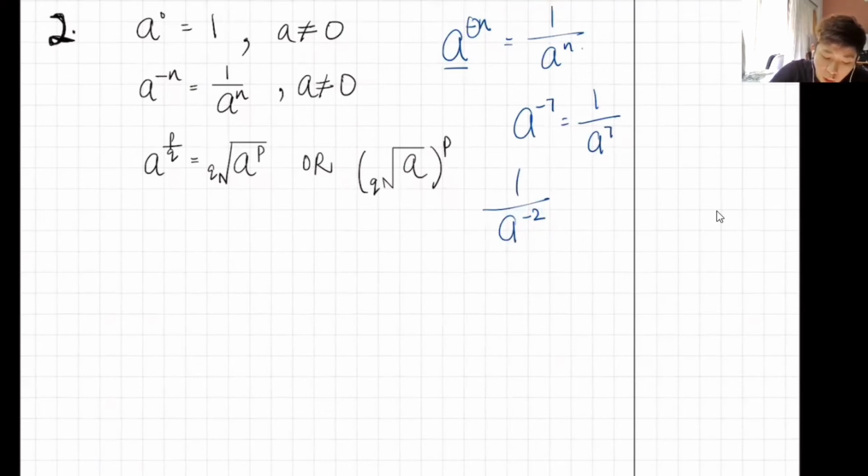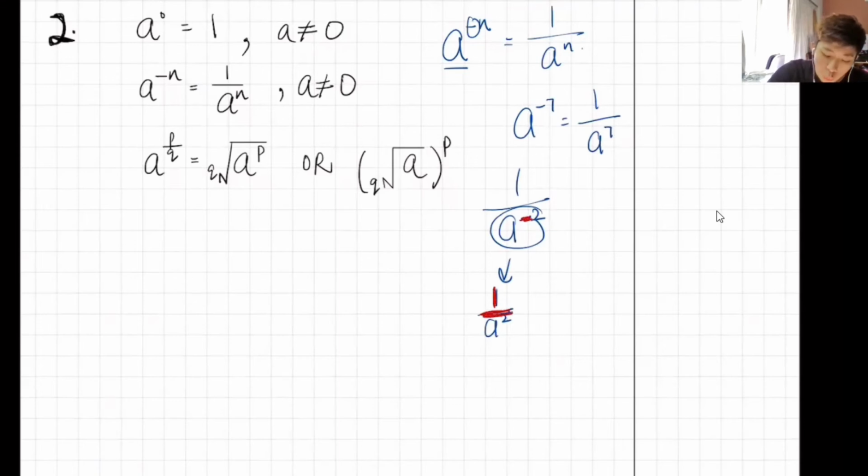A to the power of negative 2, I know from the theory, right? It's going to give you 1 over A to the power of 2. Okay? This negative is something like 1 over. You can think of it.